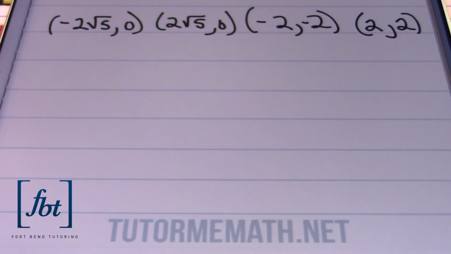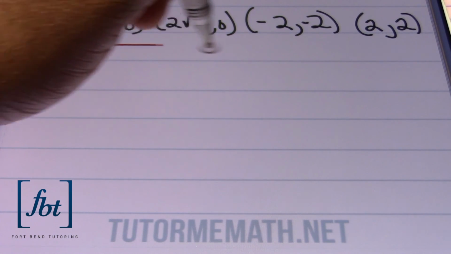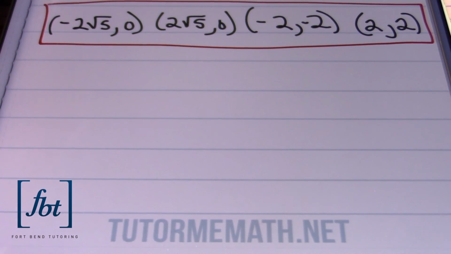So our solutions for problem number 5 are going to be (-2√5, 0), (2√5, 0), (-2, -2), as well as (2, 2), and red box it. That's right. All 4 points are solutions to problem number 5. Done and done. And let's have Texas Instruments and the TI-Nspire CX CAS show us if we're right or wrong.